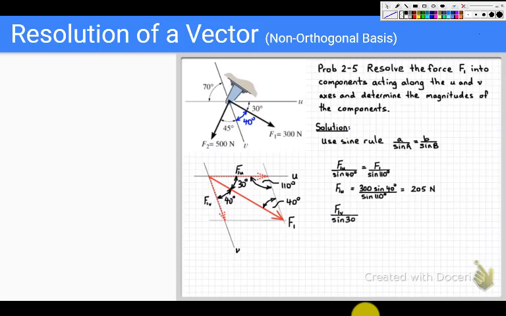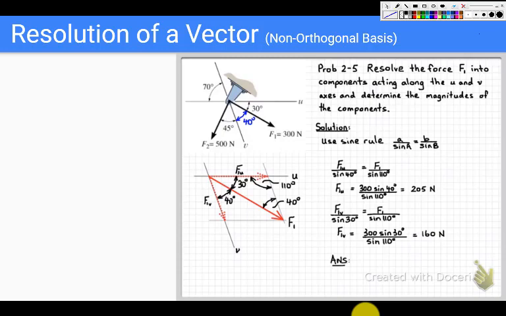Okay, so let's do the same thing for F1v. Here, F1v's opposite angle is 30 degrees, so it will be F1v over sine 30, and we can just use the same ratio from the previous example: F1 over sine 110. Let's do the calculations. Rearrange that equation to solve for F1v, and we get 160 newtons.